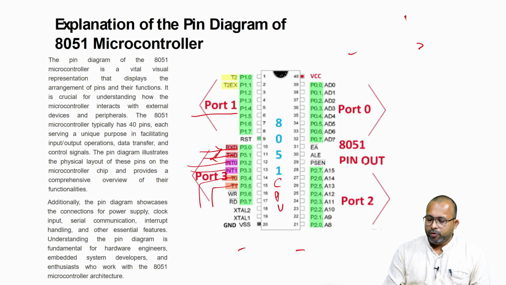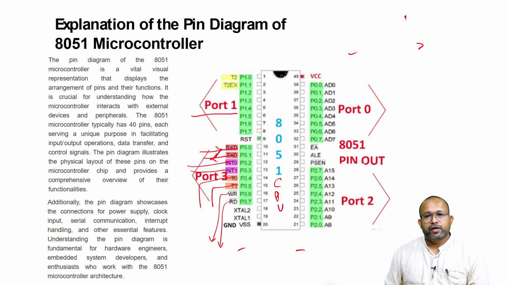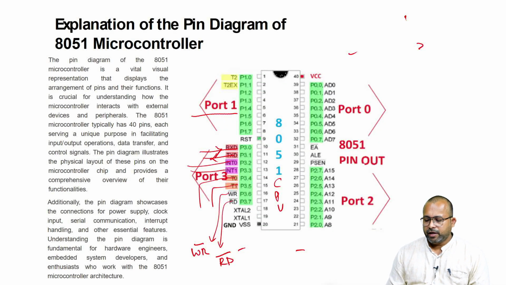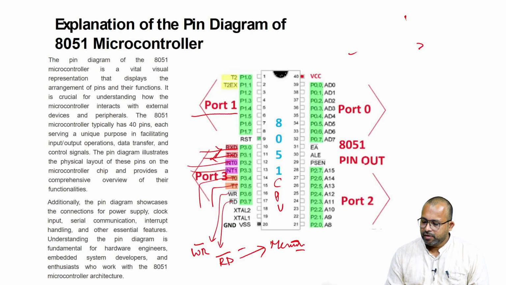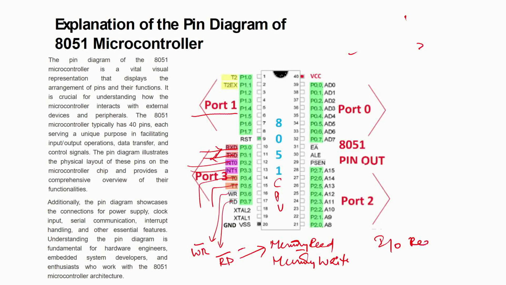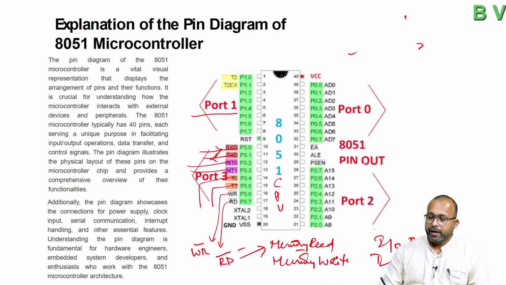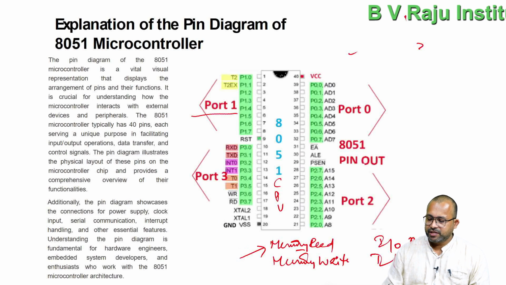For memory read or memory write operations, we can send control signals like WR bar, which is called write, and RD bar, read. These two write and read signals are used for memory read as well as memory write, and for IO operations, IO read and IO write. So that is the main function of read bar and write bar, which are our port 3.6 and 3.7 port pins.